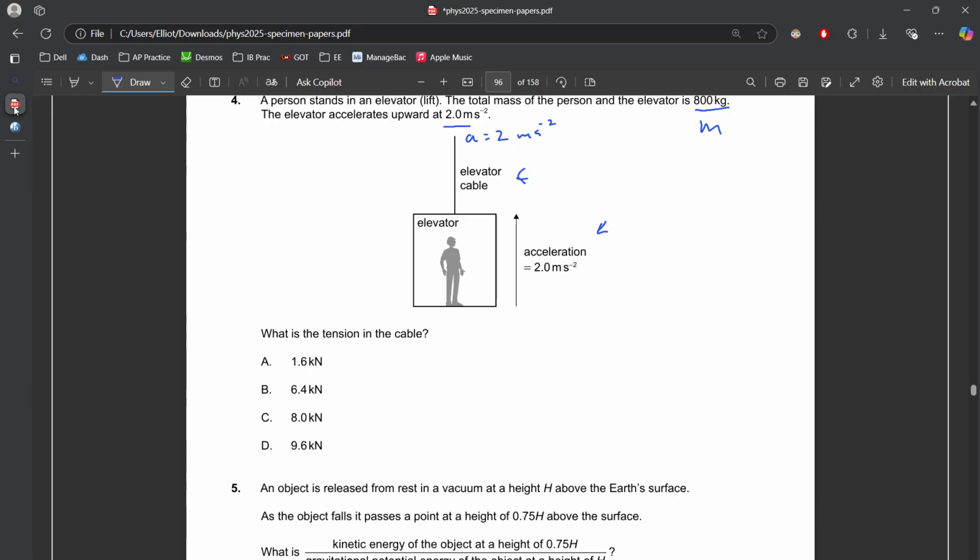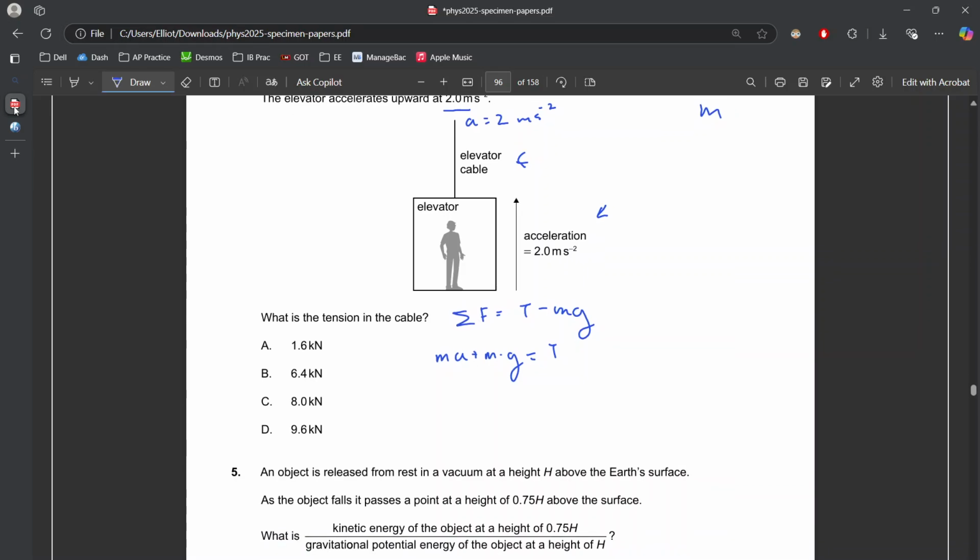So it's equal to, oh no, it'll be tension minus mg actually. F net, m times a. So this is going to be mass times the acceleration of 2 meters per second plus mass times gravity is equal to tension. If I'm thinking my free body diagram correctly, right? So this is going to be your mg. This dot is going to be your body, I guess. Body slash elevator.